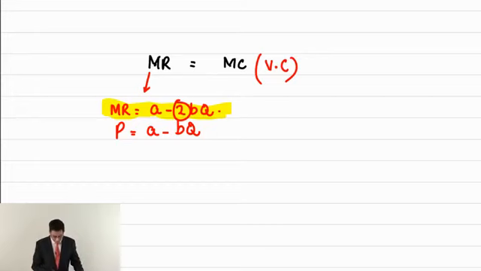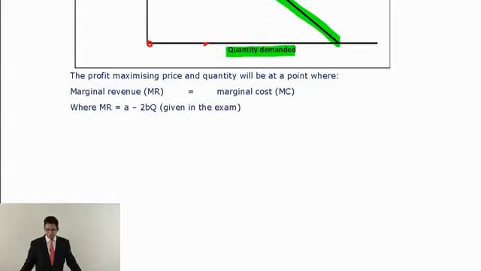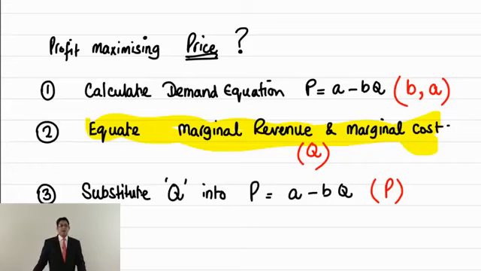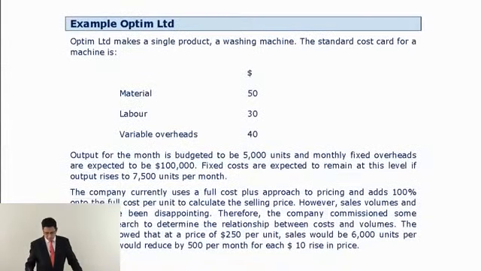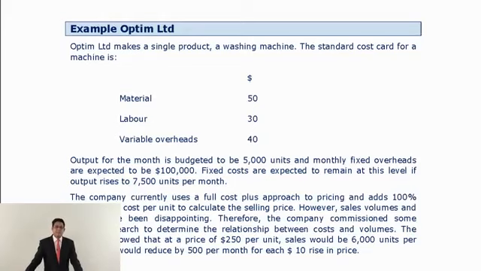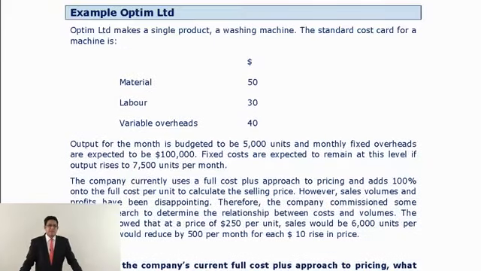Is it okay? Now let's have a look at an exam question and then we will apply those 3 steps. Okay, 3 steps I can show you again. These ones, profit maximizing steps. Okay, let's have a look at an example called Optim Limited. So it says exam standard question. Optim Limited makes a single product, a washing machine. The standard cost card for a machine is as follows. They've given us materials, labor and variable overheads. So these are, can I define them? These are variable costs.